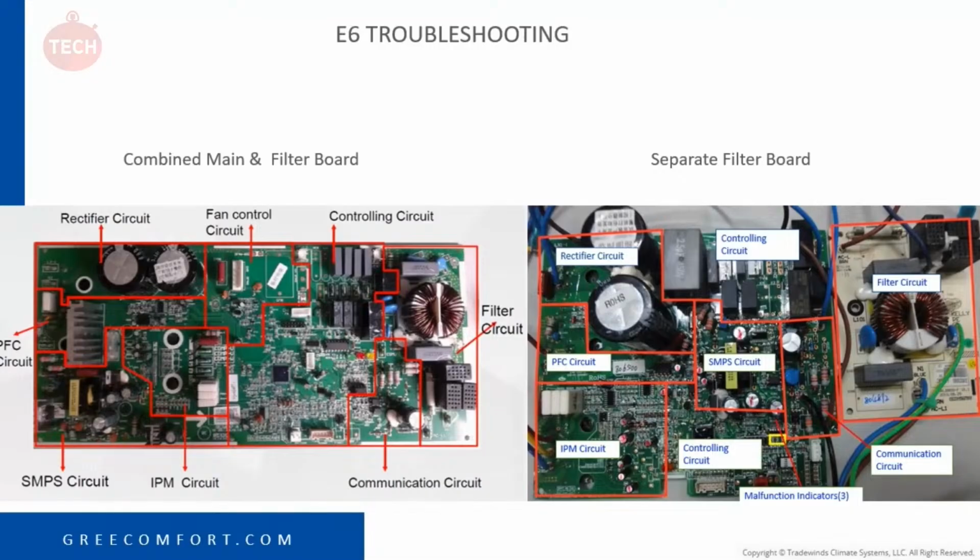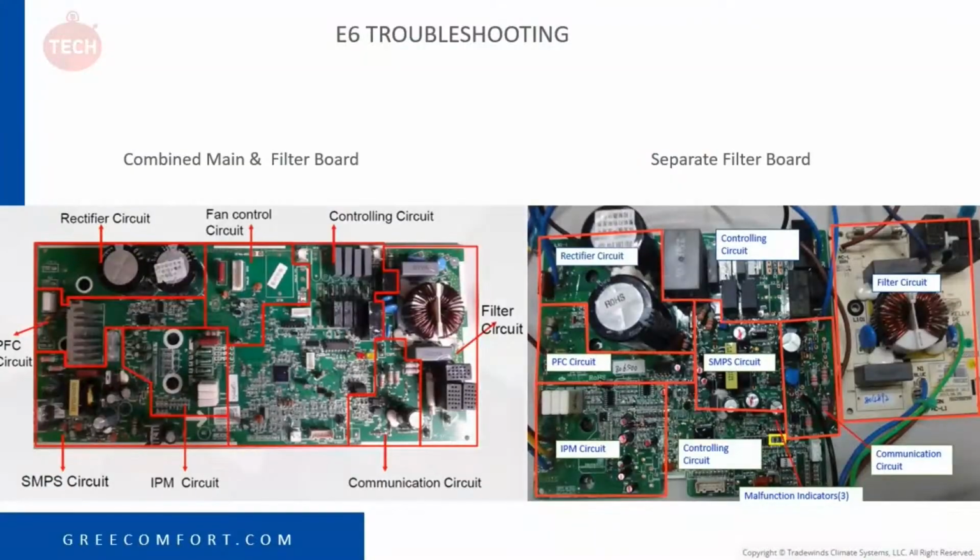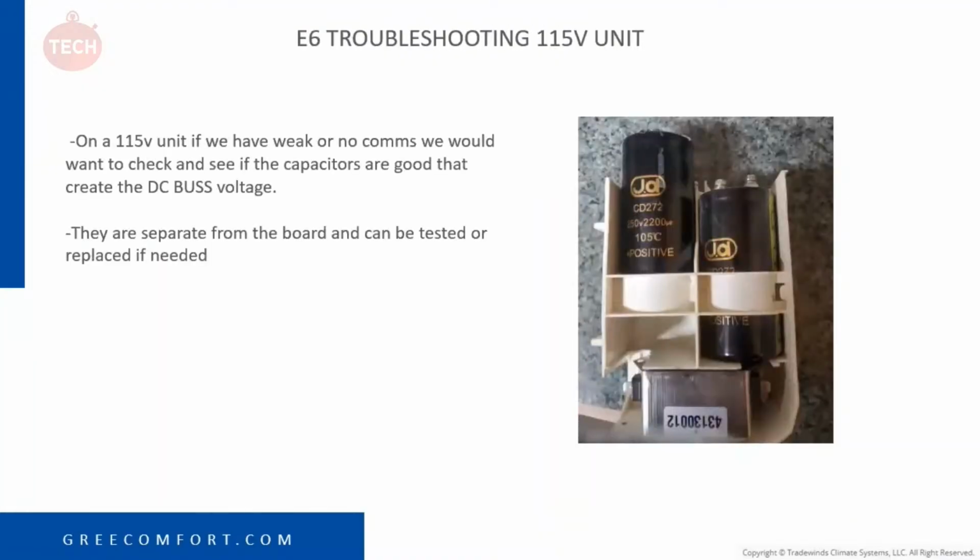Ideally, you want to check that fuse with power on. You should read 0 volts across that fuse with power on. If you read 230 or 115 volts, depending on the voltage of that unit, then we have an open fuse. If we do have an open fuse, we're going to have to replace that board. That fuse is not replaceable. That's why it is very important to have a surge protector. A surge protector is going to protect these fuses on this board. This is the E6 troubleshooting on a 115 volt unit.